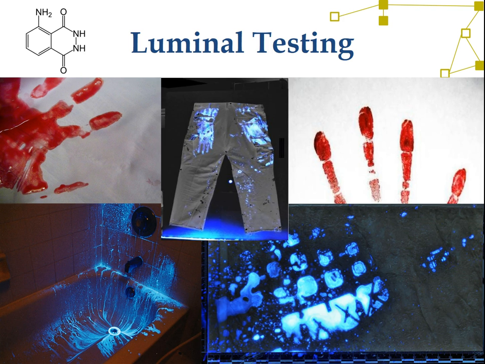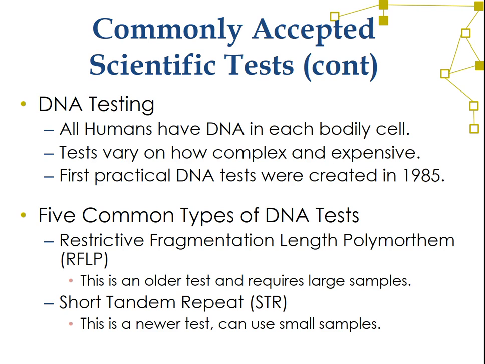And here's an example of luminol testing, where you can spray the luminol substance onto a surface, and you'll be able to see if there are blood patterns or blood there. It will glow because the luminol will react with the iron in an individual's blood. I'm not going to go into super detail because it can be a little bit complicated, but this is what it would actually look like in a darkened room.